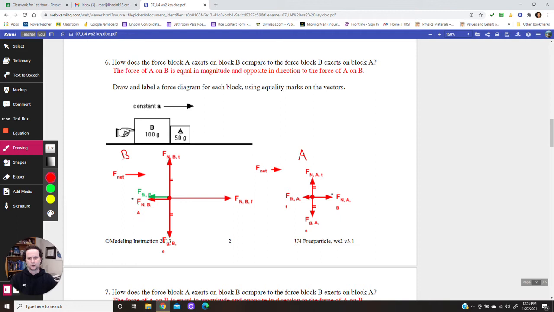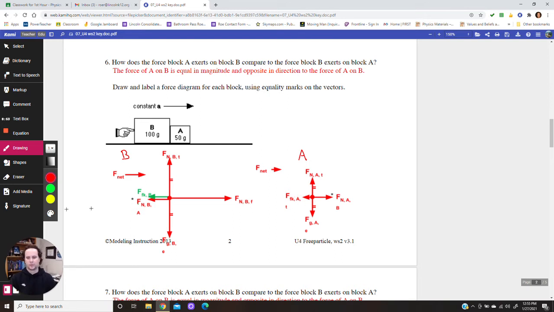For box A, it's a similar idea. We've got the gravity going down. We've got the normal force from the table pointing up. And then, as we go around the box, we have the push from B on A. So on A by B, that's this one. That's the big one to the right. And then we have friction right here.